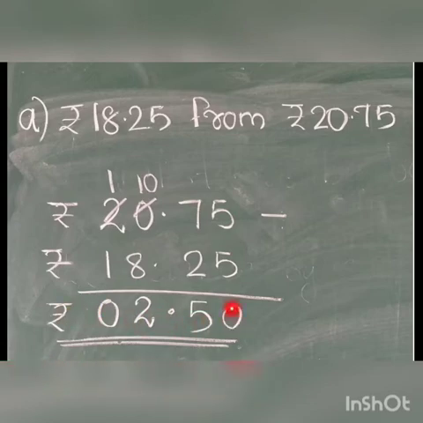Now how will you check your answer is correct? When you add these two numbers, that means the answer and the smaller number, you should get the larger number. Come on, check your answer. 0 plus 5 is 5. 5 plus 2, 7. 8 plus 2 is 10. 1 carry over. 0 plus 1, 1. 1 plus 1, 2. So in this way you have to add and check whether your answer is correct. Now next question.